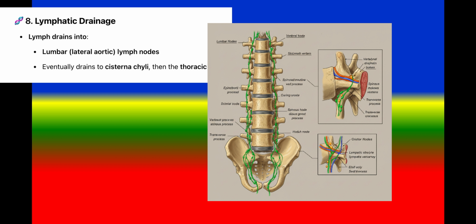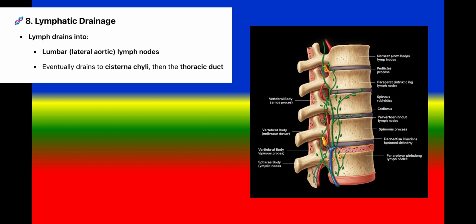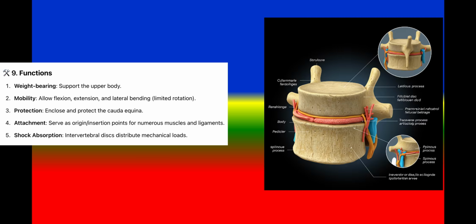8. Lymphatic drainage. Lymph drains into lumbar and lateral aortic lymph nodes, eventually draining to the cisterna chyli, then the thoracic duct. 9. Functions. 1. Weight bearing, support the upper body. 2. Mobility, allow flexion, extension, and lateral bending, with limited rotation.